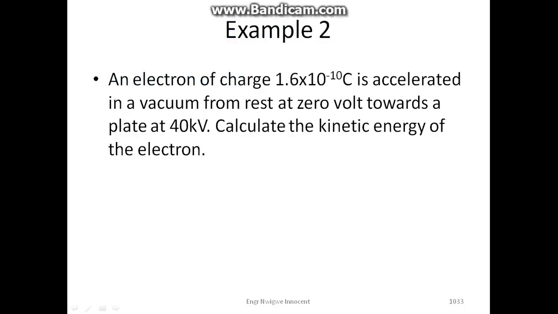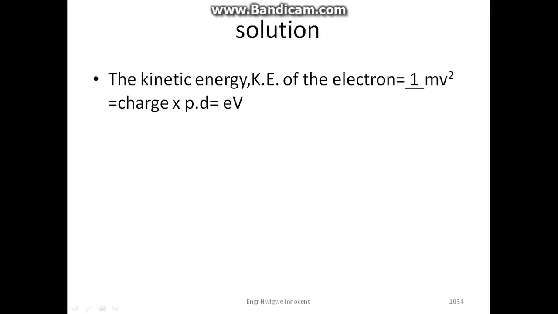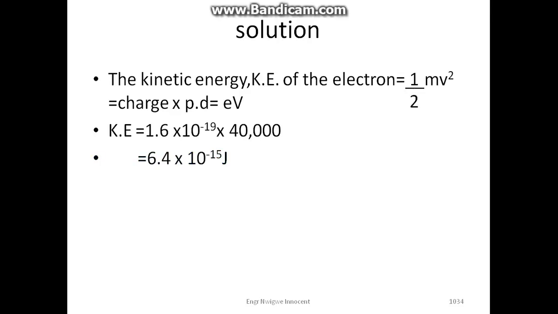Solution. The kinetic energy KE of the electron is equal to 1/2 mv squared, which is equal to charge times potential difference, which is equal to eV. KE is equal to 1.6 times 10 raised to the power minus 19 times 40,000, which will give us 6.4 times 10 raised to the power minus 15 joules.